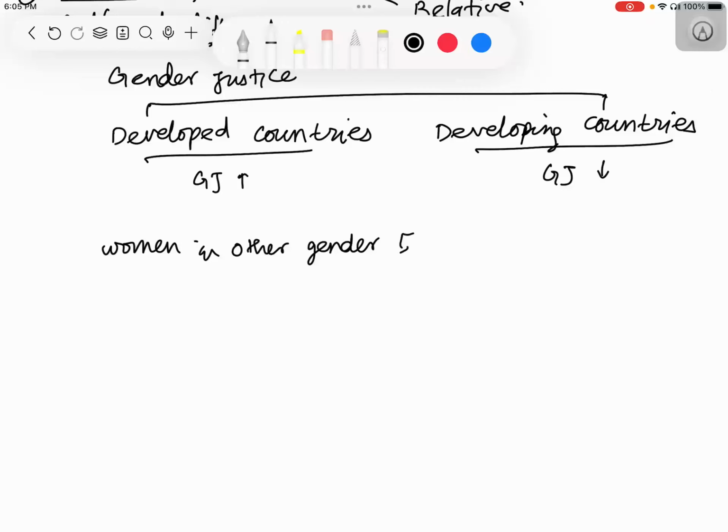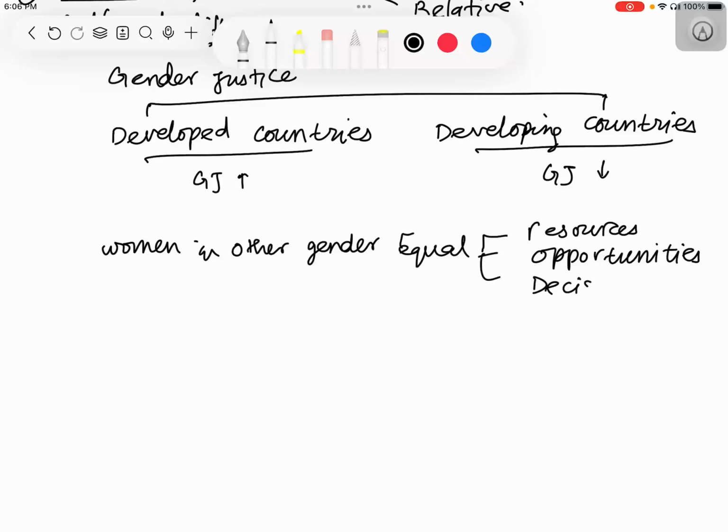whether they are getting equal resources, opportunities, as well as decision making power. Okay. It is also sometimes known as agency. So resources, opportunities, and agencies.